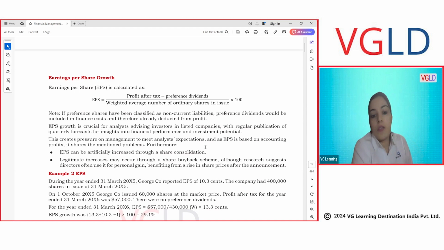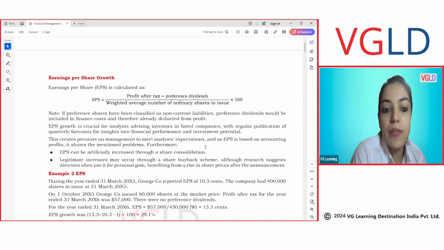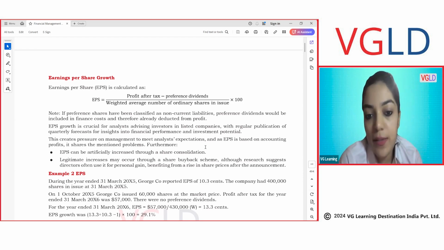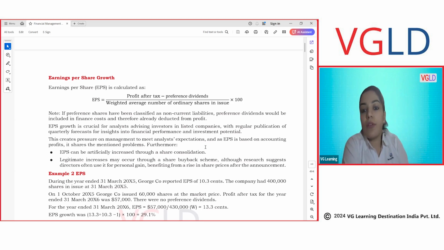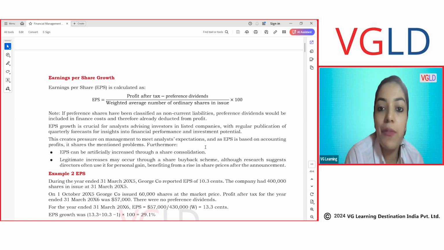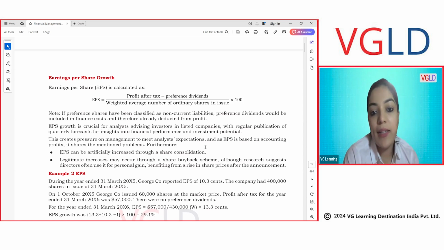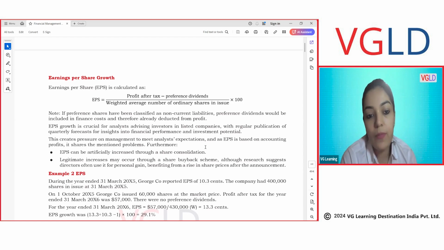Yeah. So note, if preference shares have been classified as non-current liabilities, then preference dividend would be included in finance costs and therefore already deducted from profit. So if under accounting principles you are classifying preference shares as liabilities, then you don't need to deduct it further over here. It would have already been deducted while calculating the profits.